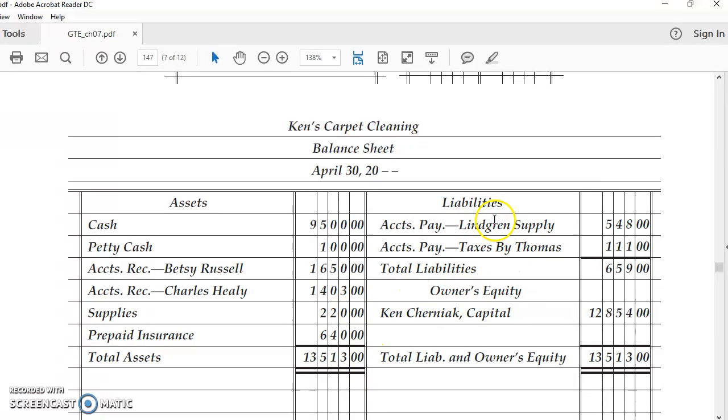It's that easy. For liabilities, you are going to list our liabilities, and here we have two of them. Put a mathematical line and put total liabilities. Then you're going to put owner's equity, Ken Chernick Capital, and capital actually isn't so easy. There is an equation that you have to use when doing the capital. So I want to show you that equation briefly.